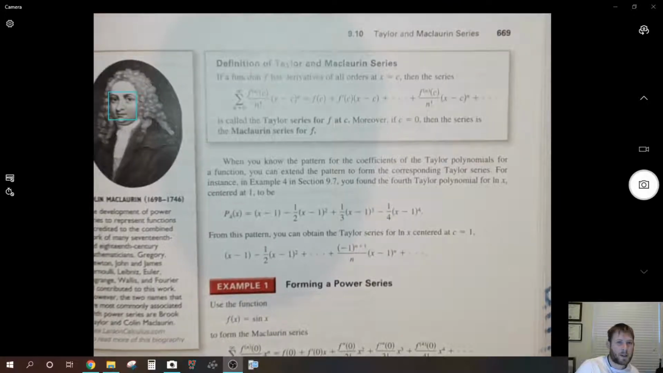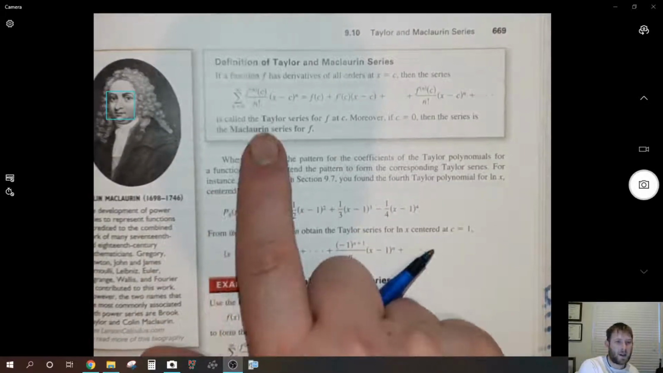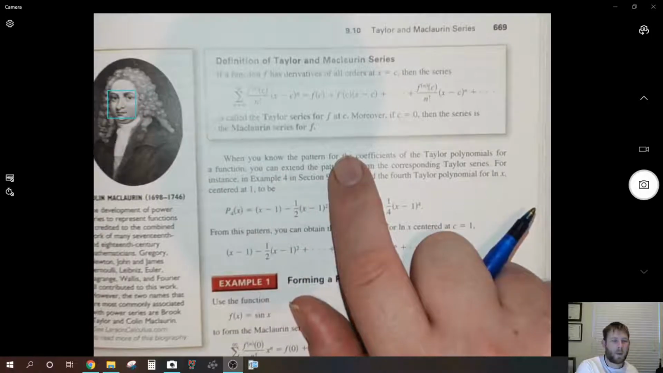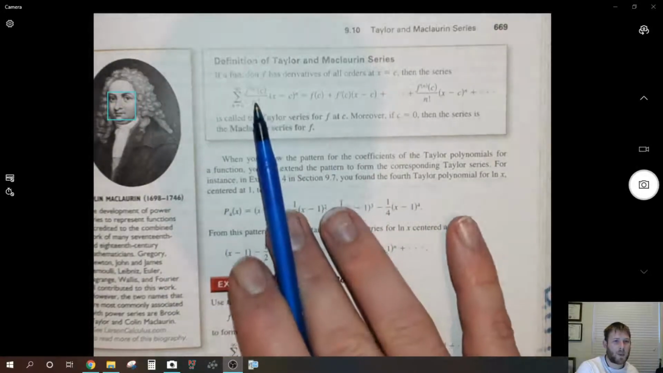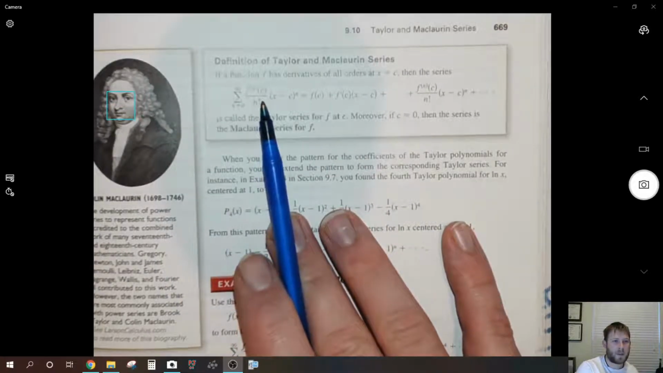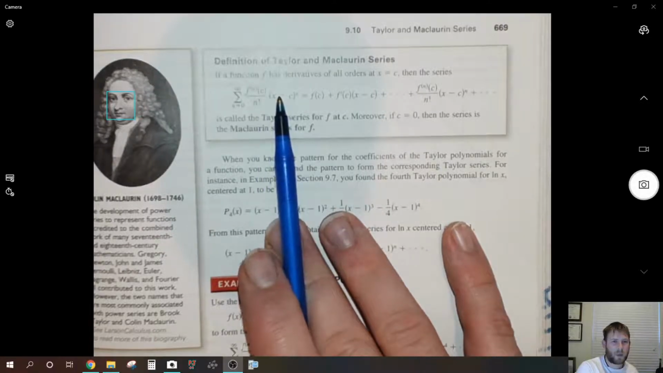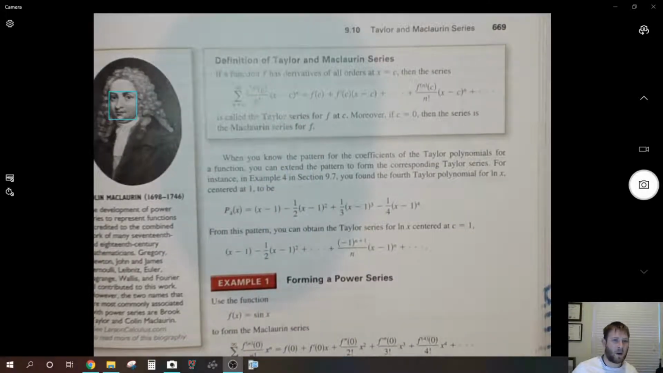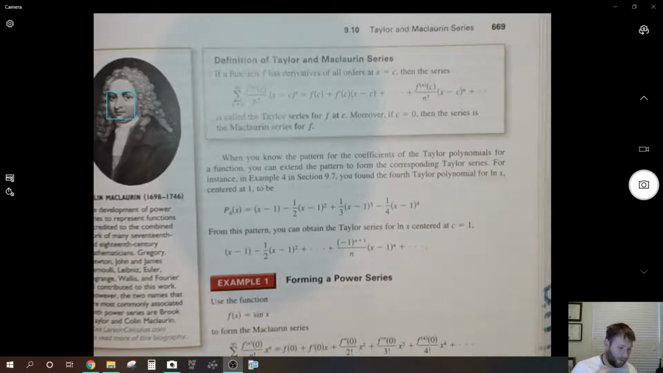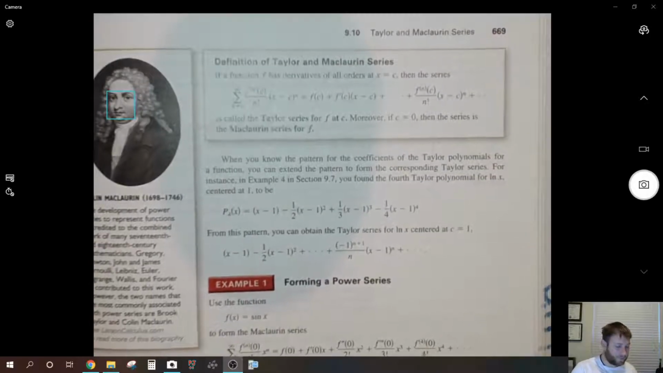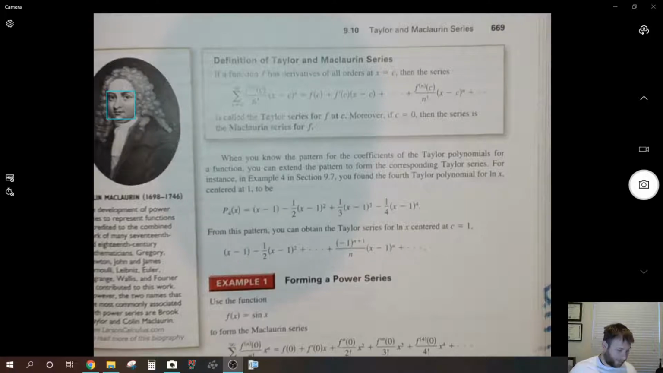To reiterate, this is from our textbook. If you look at page 669, right here is our Taylor and Maclaurin polynomial. It's Taylor when we don't know what C is, and it becomes Maclaurin when C is 0. And we demonstrated that the more iterations we do of the Maclaurin, the more it's going to match exactly what the graph itself looks like as well.